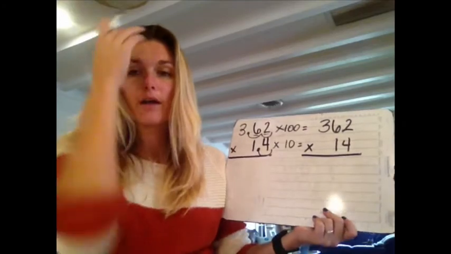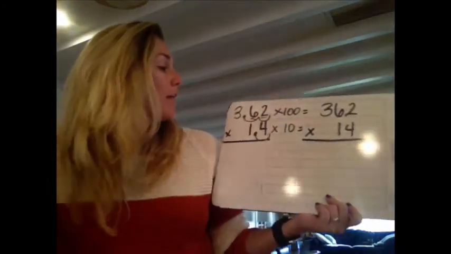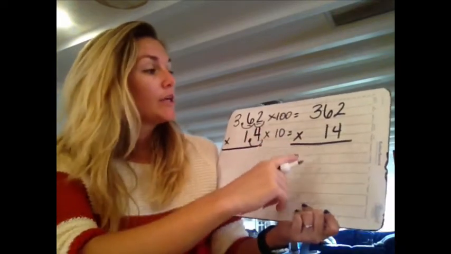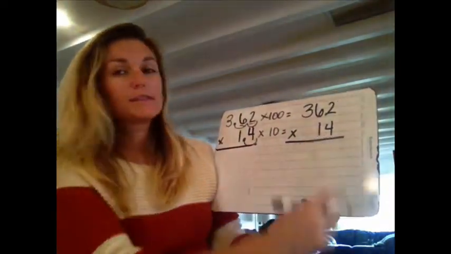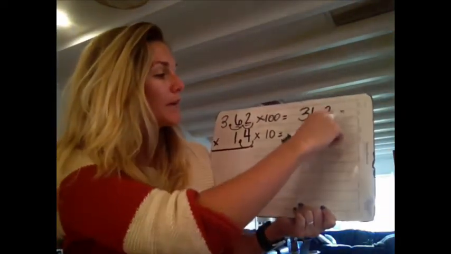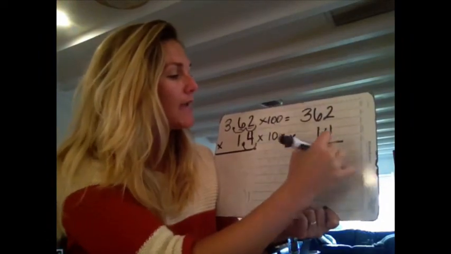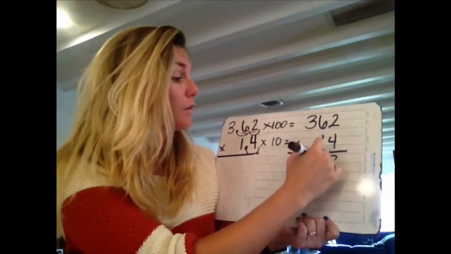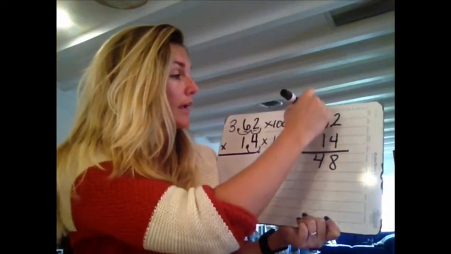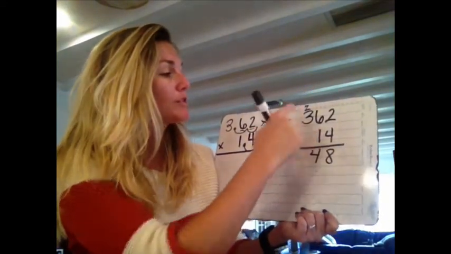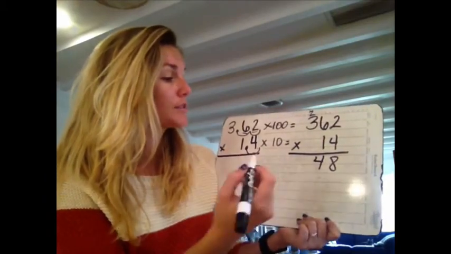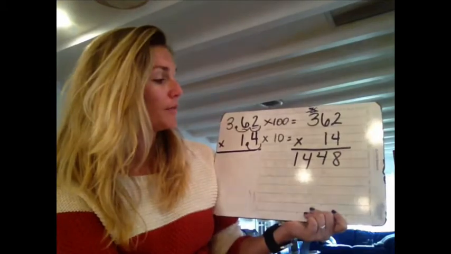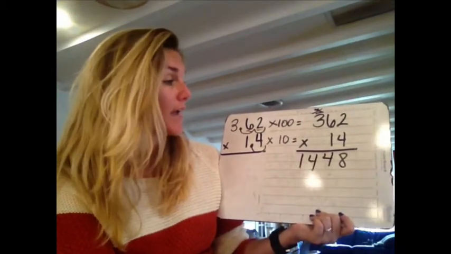That's a number that I know I can multiply much easier than 3 and 62 hundredths times 1 and 4 tenths. So I start with my ones in the standard algorithm, and I think 4 times 2 is 8, 4 times 6 is 24, carry my 2, 4 times 3 is 12, plus 2 is 14. I can cross out my number that I carried so I don't accidentally add it again.